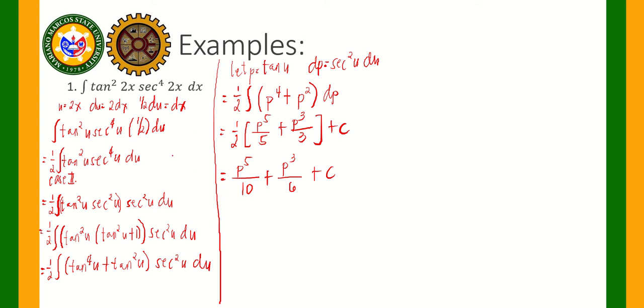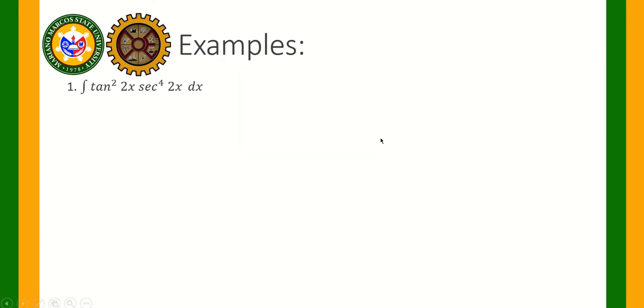Therefore, substitute natin sa p is tangent 2x. So, this will be equal to tangent raised to 5 2x all over 10 plus tangent cube 2x all over 6 and then plus c. So that is the answer for example number 1. Okay, so now let's try see example number 2.